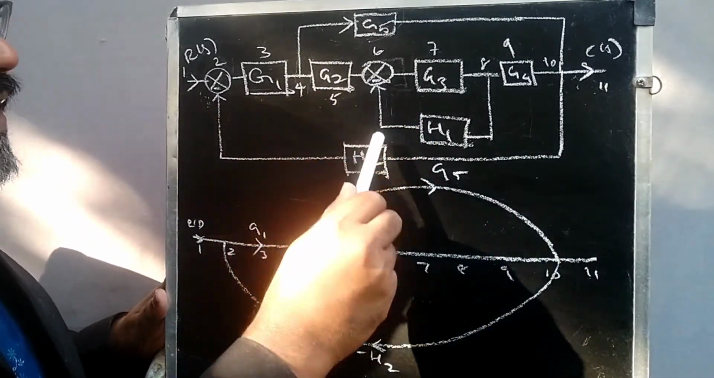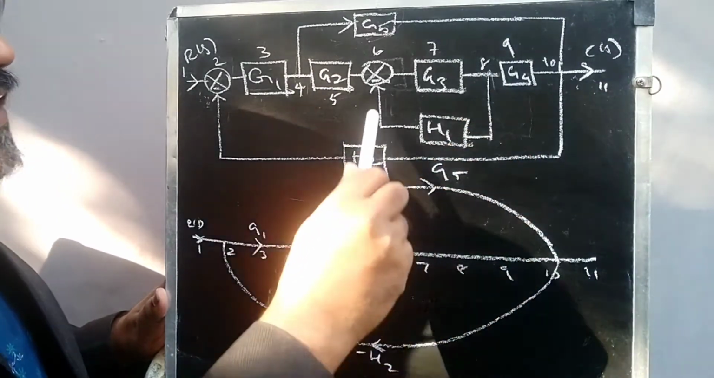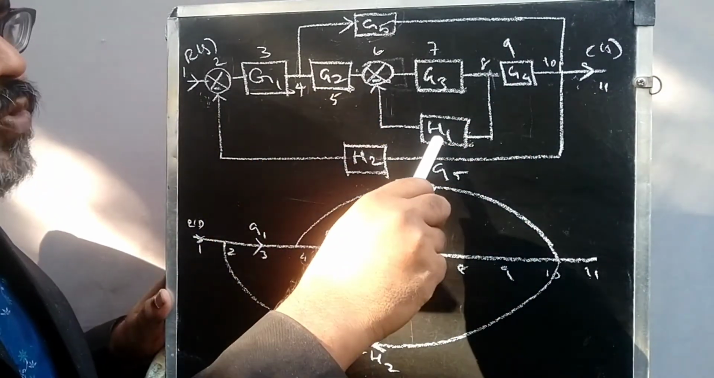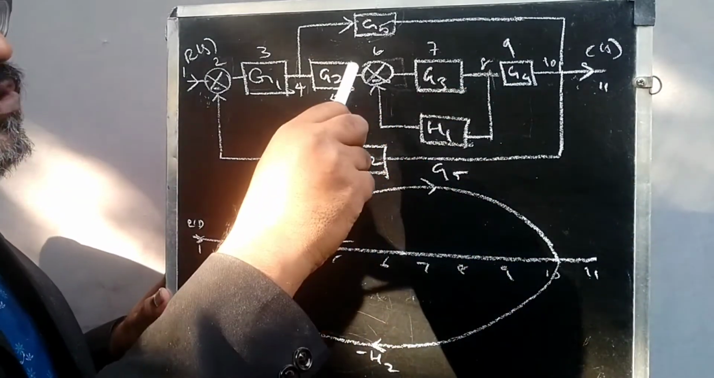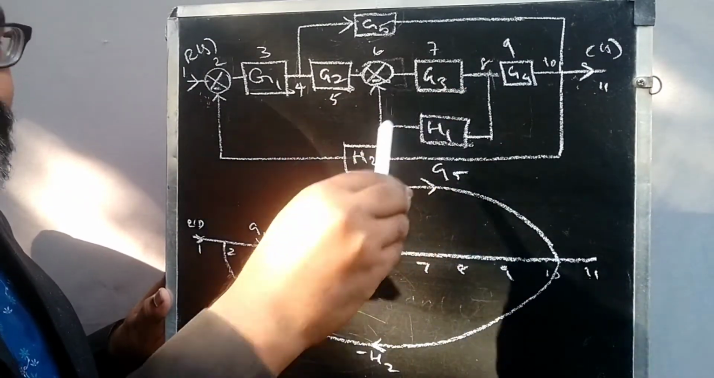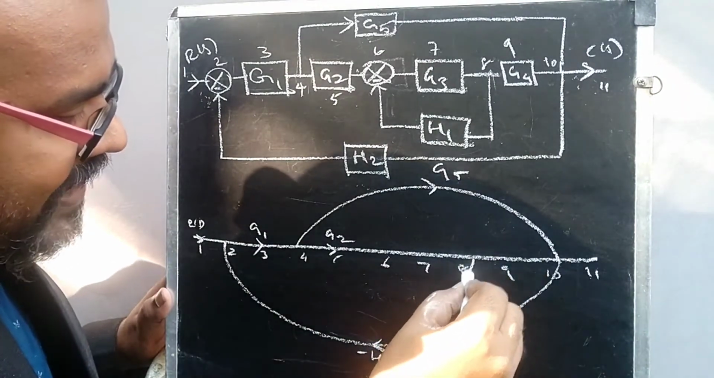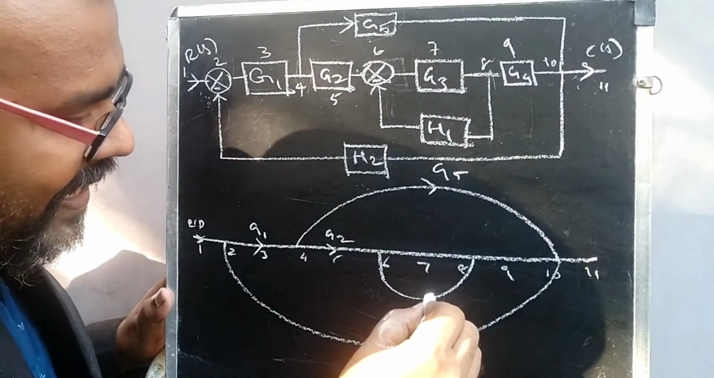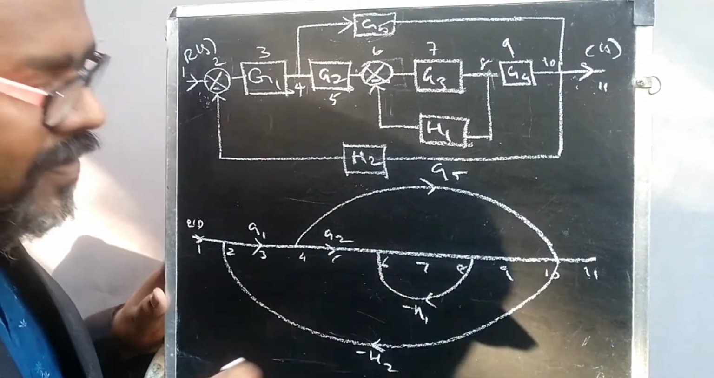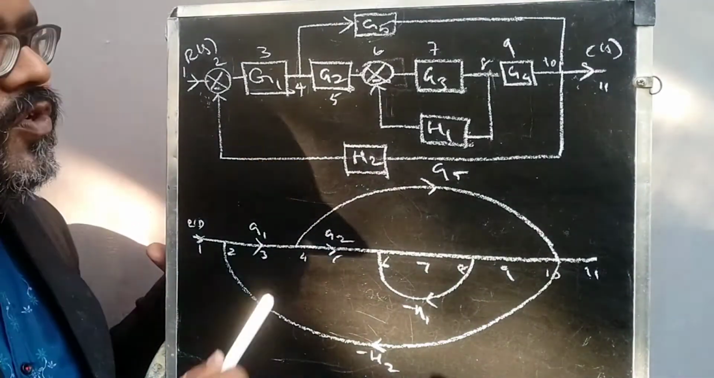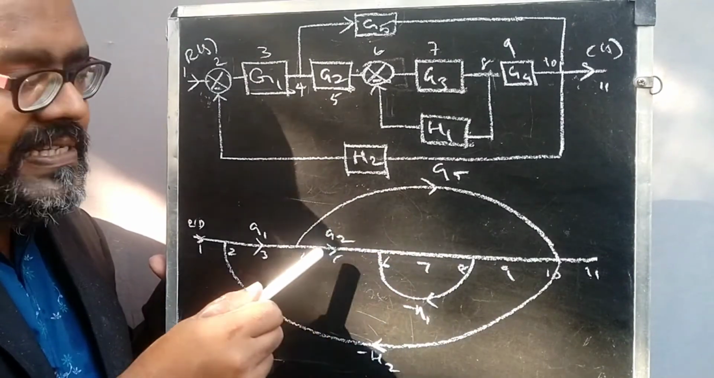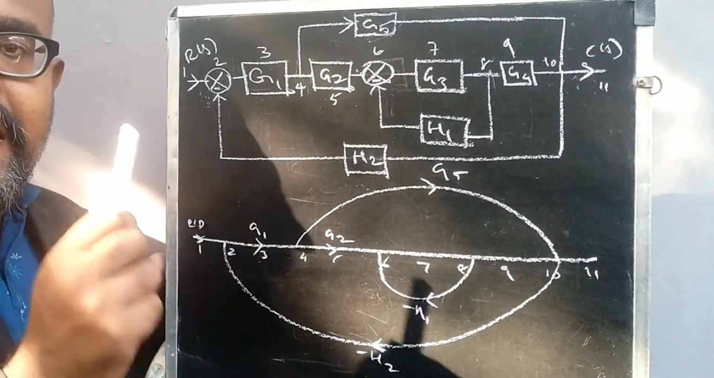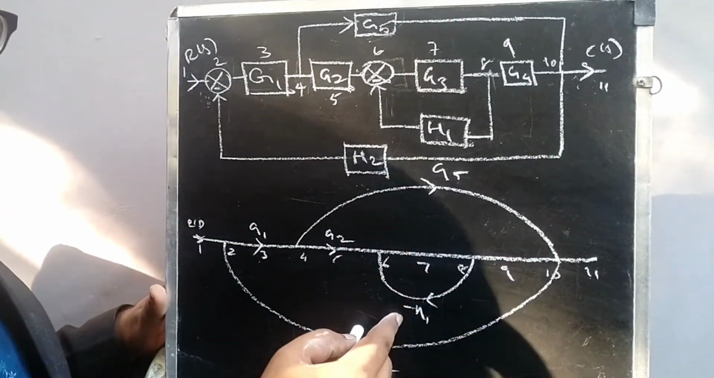6 is a summing point connection. That is 8 is connected to 6. In between that, H1 is there. Minus sign is there. So 8 to 6 connection has minus H1. Please don't confuse. You don't need to put any arrow mark indication in this part, because arrow mark indication is especially for element and feedback element.